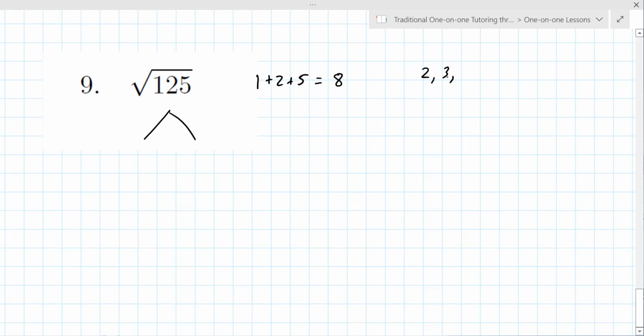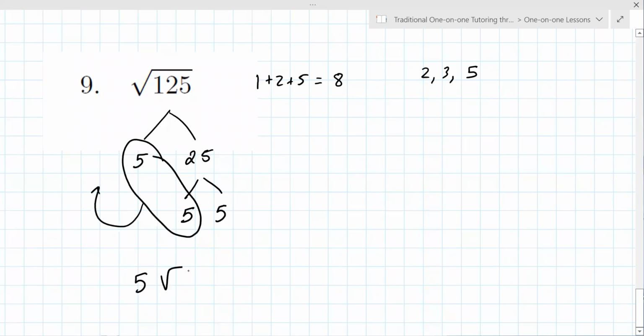So what's the next prime number after 3? 5. 5 does work. And then you try 5 again. Now we're done because we've got all prime numbers on the outside. 1 is not a prime number, by the way. Okay, circle your pairs. Bring a number out. 5 square root 5.